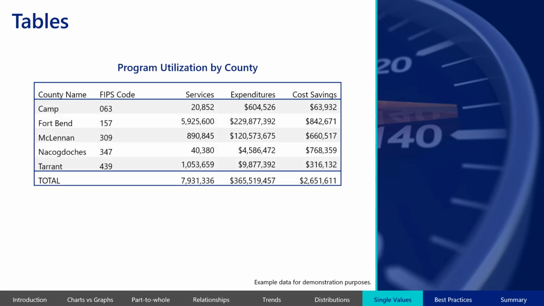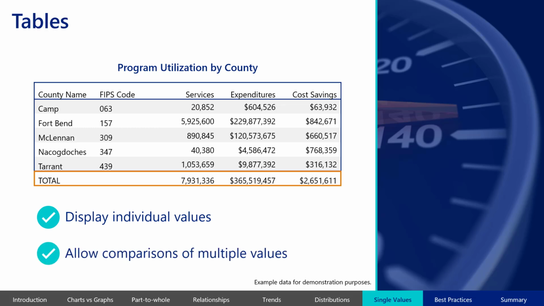Finally, tables are a powerful way to summarize data in a visual format. Tables are useful if your audience needs to examine individual values, such as totals, and they also allow the audience to compare multiple values within the same dataset. You can learn more about visualizing data with tables in the Texas Data Literacy Program course, Data Visualization with Tables.